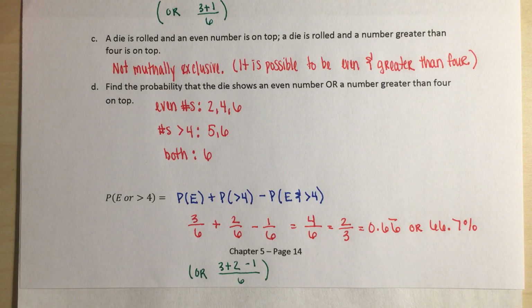Right, so as you're working through OR probability problems in section 5.2, what you want to do is pay attention to whether or not the events are mutually exclusive.